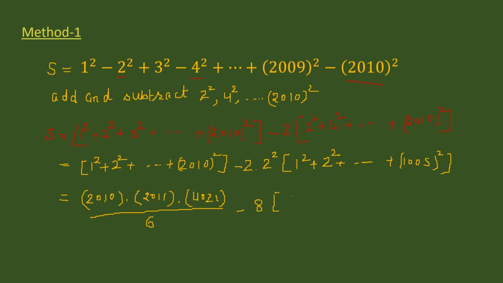Again we get 1005 times (n plus 1) 1006 and (2n plus 1), that is 2011, divided by 6. On simplification, this will give you the result minus 2021055. A simple calculation will give you the result. So this is method 1 to solve this problem.